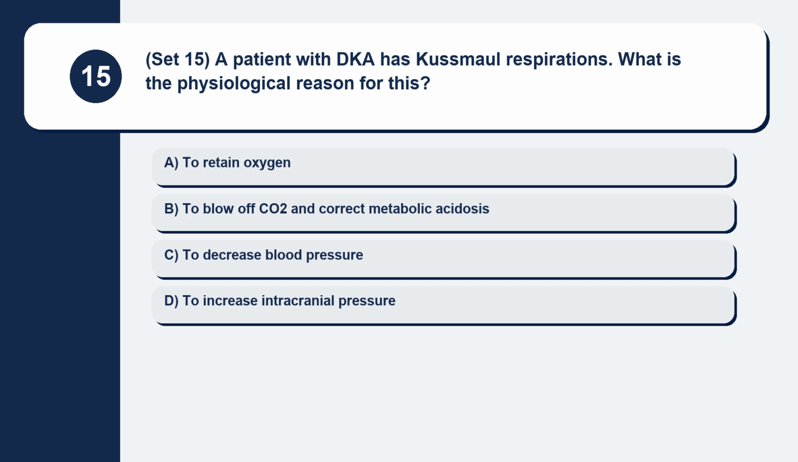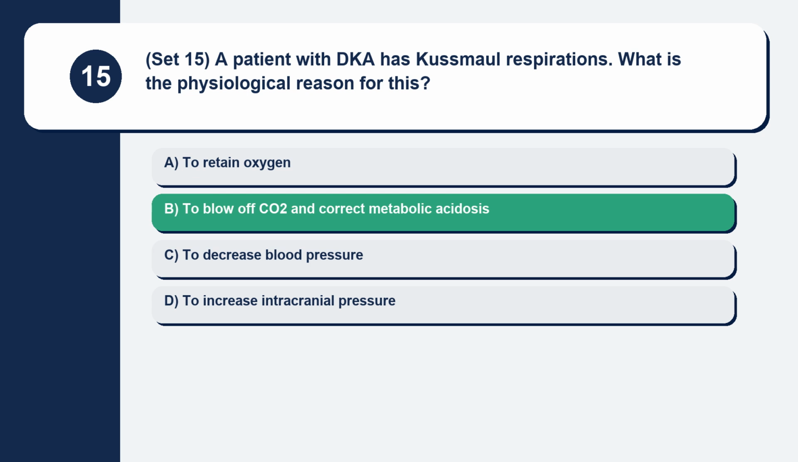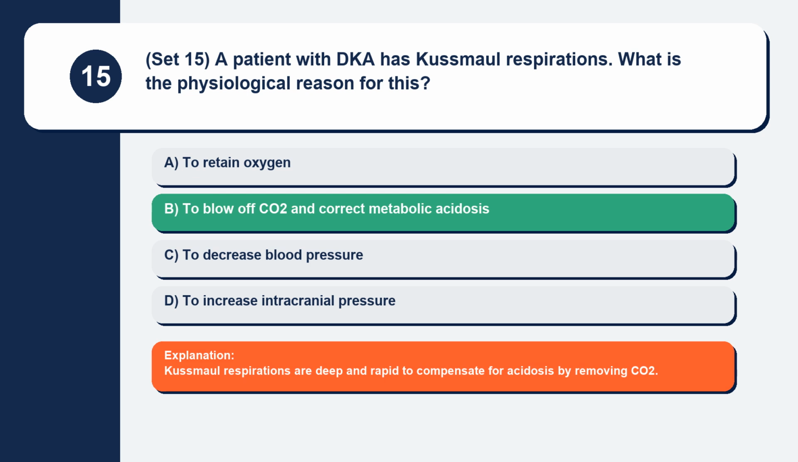Question 15. Set 15. A patient with DKA has Kussmaul respirations. What is the physiological reason for this? To retain oxygen, to blow off CO2 and correct metabolic acidosis, to decrease blood pressure, to increase intracranial pressure. Kussmaul respirations are deep and rapid to compensate for acidosis by removing CO2.